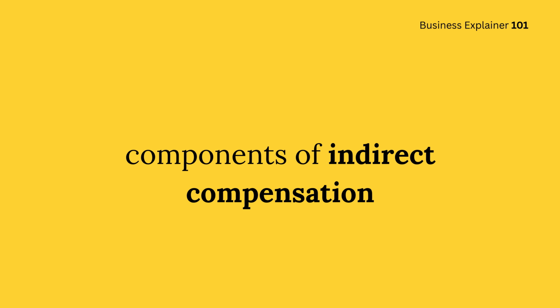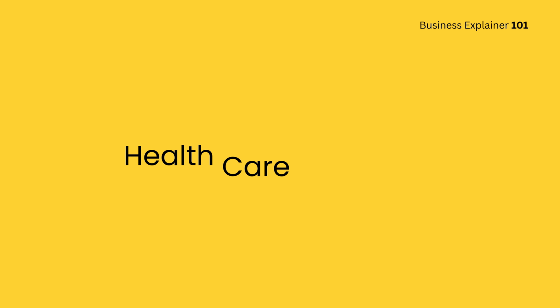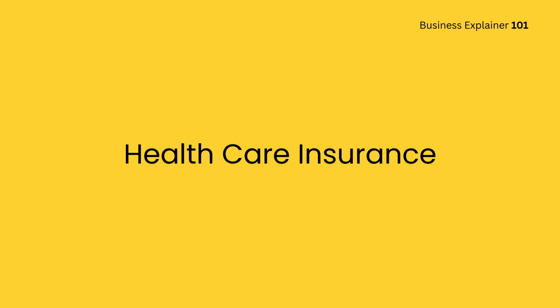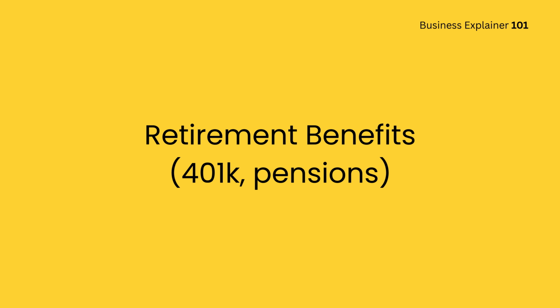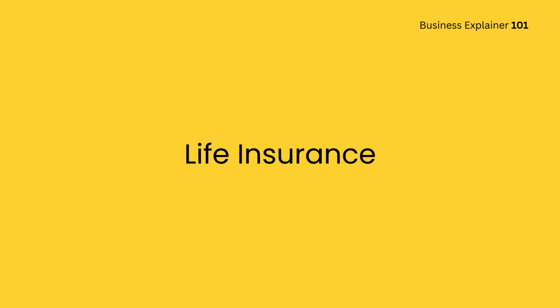Now, let's look at indirect compensation, which often adds substantial value. 1. Benefits. Examples are health insurance. Covers medical expenses such as doctor visits, hospitalization, and prescriptions. Dental or vision. Optional insurance covering dental and eye care expenses. Retirement benefits or 401k pensions. Financial plans to support employees after retirement. And life insurance. Provides a death benefit to the employee's beneficiaries.